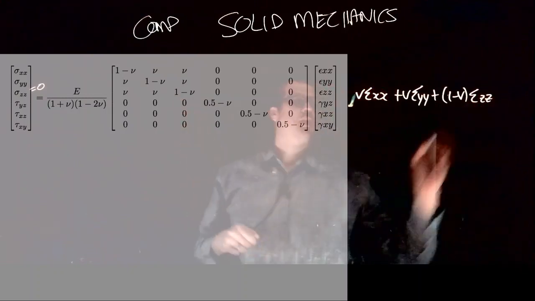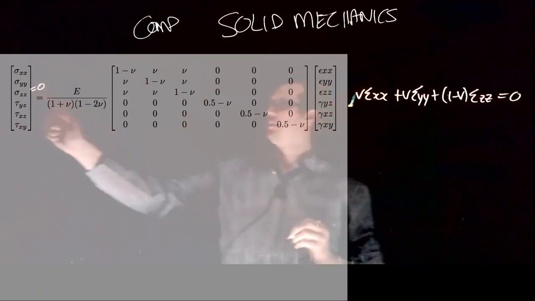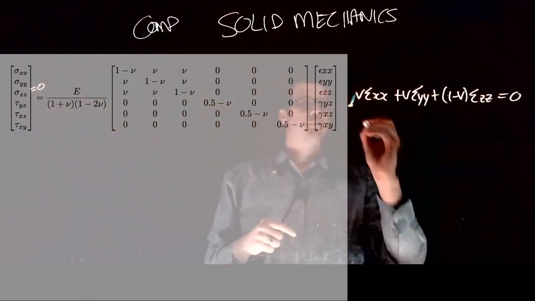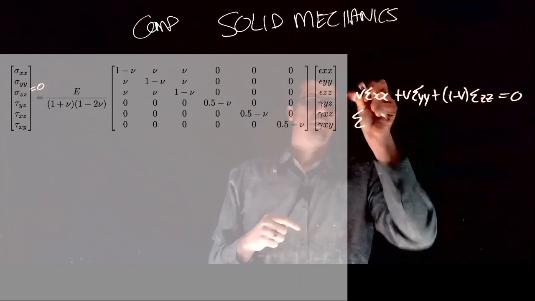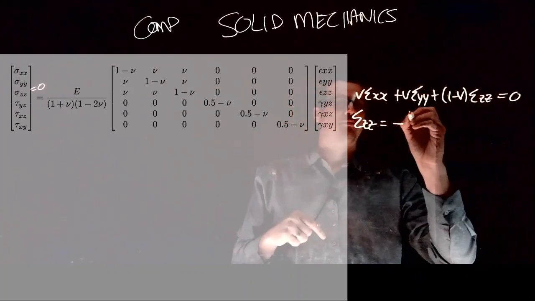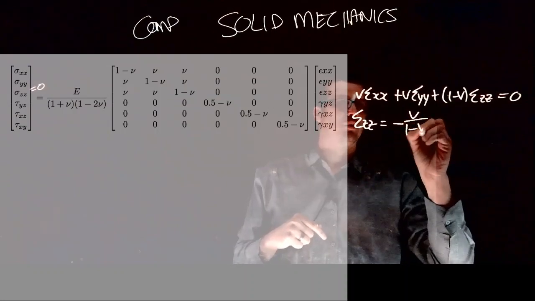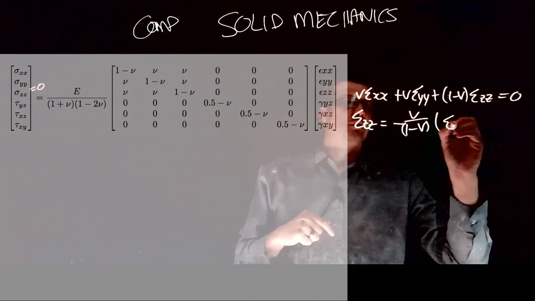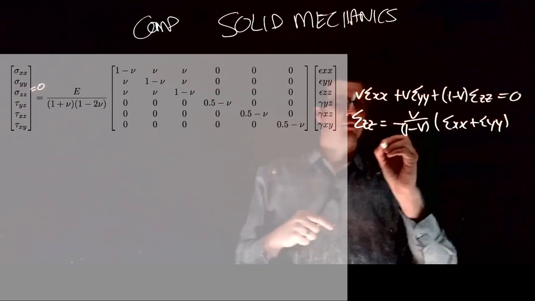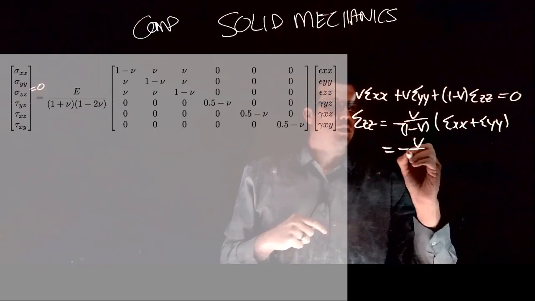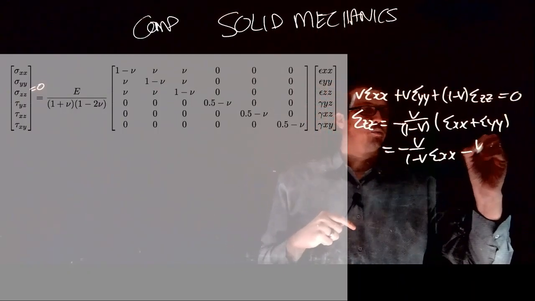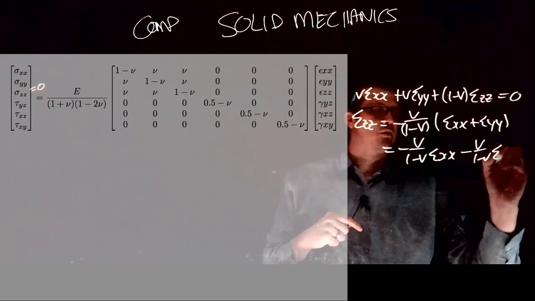Okay, so that is what I have. And this will be equal to 0, because if I sum it all together, it will be equal to 0. What I learned from this is that epsilon zz is essentially equal to, taking this to the other side, negative Poisson ratio divided by 1 minus Poisson ratio times epsilon xx plus epsilon yy. I can write it out like this if I want: 1 epsilon xx and negative Poisson ratio over 1 minus Poisson ratio epsilon yy.